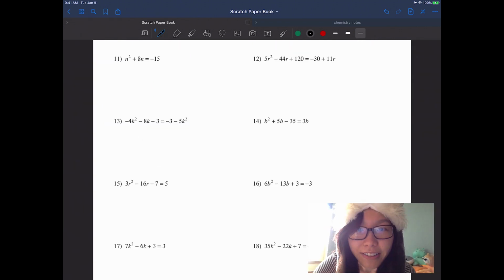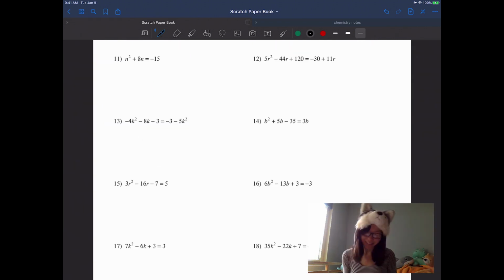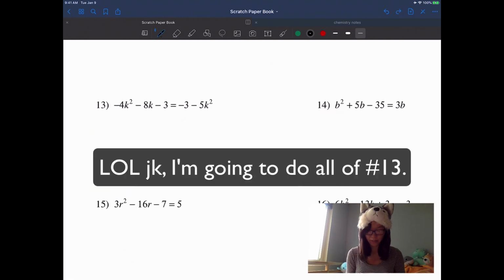Are you still here? Good, because I'm still going. Thank you for being strong. If you take a look, number 11 is really familiar, but let's look at number 12 and 13. If you notice, 12 and 13 have some things that are different on the right-hand side, but I'll probably do number 13. I'll just get you started on it.